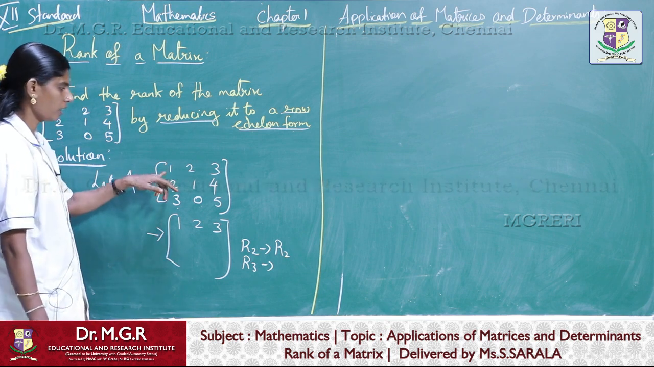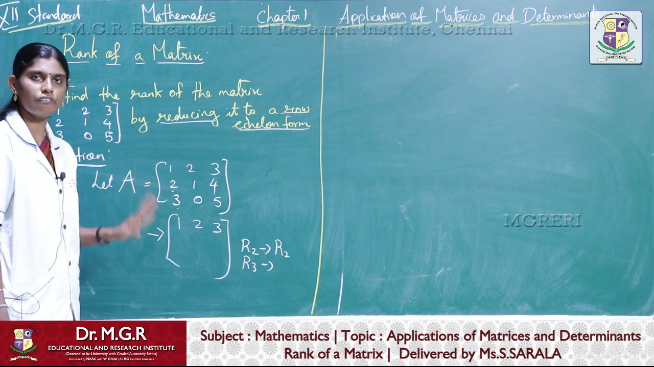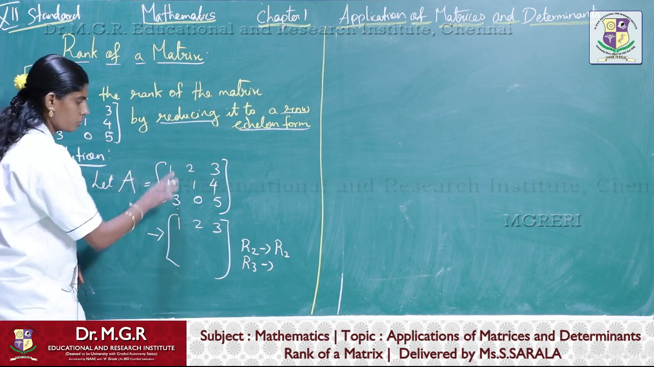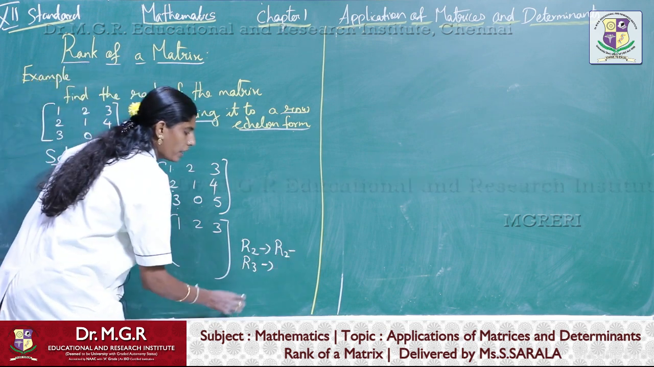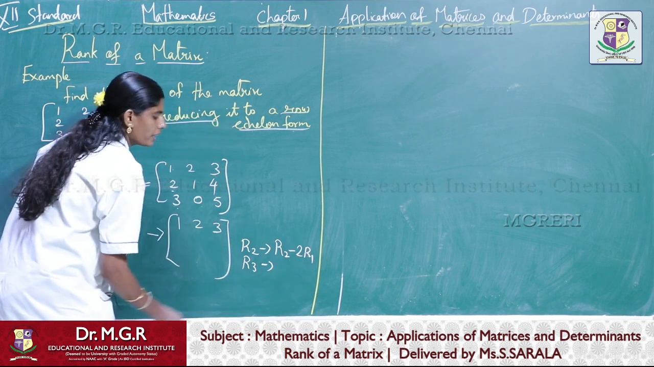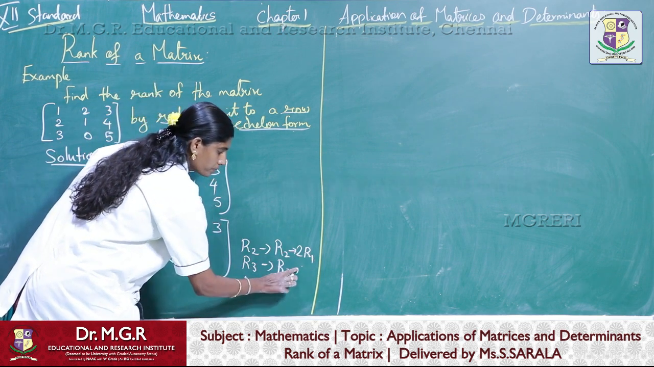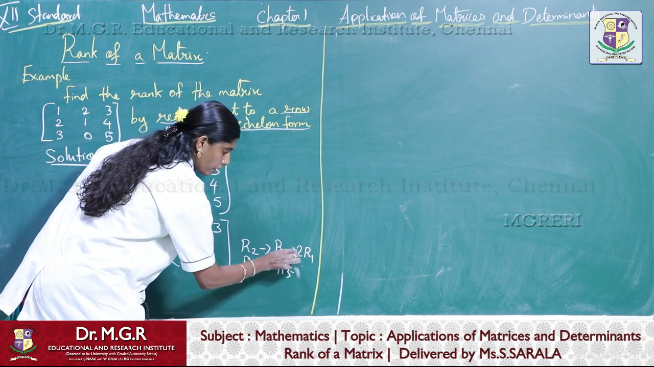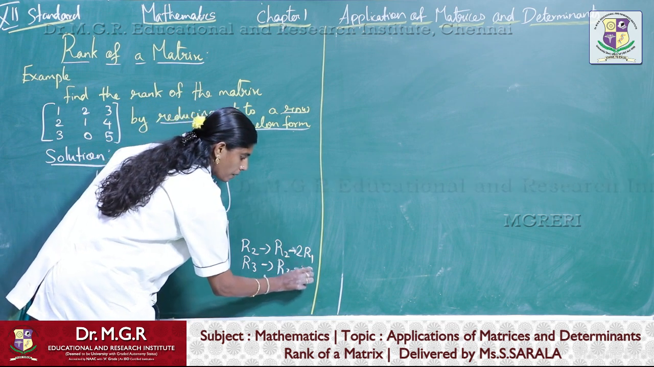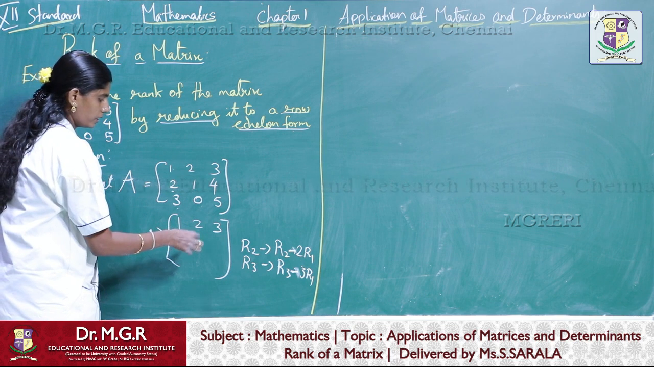So I am taking the first entry, which is the given element itself, 1, so there is no problem to change. We are going to change R2 by R2 minus 2 times R1, and R3 will be written as R3 minus 3 times R1.